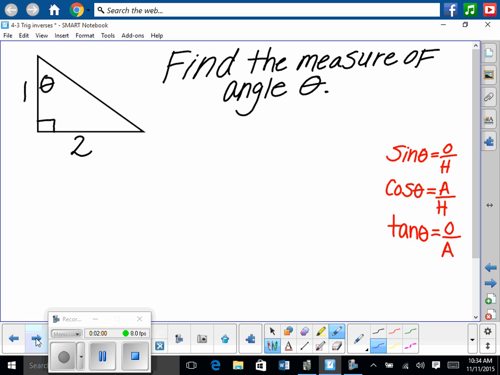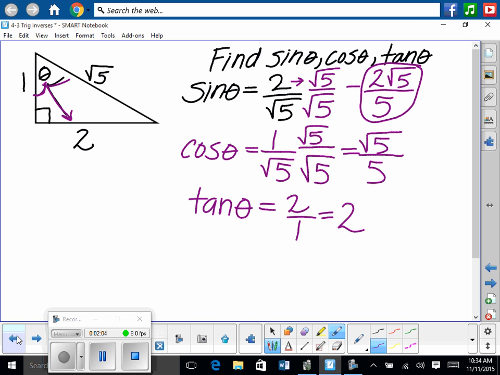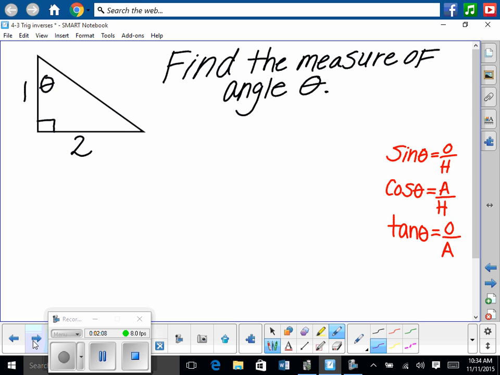Very good. All right, so now understand something. We were asked to find sine of theta, cosine theta, tangent of theta. But if we were asked to find the measure of angle theta, that's different. So does everybody see the difference? Now I'm asking you not to find sine theta, not to find cosine theta, but to find theta itself. So before we can do that, I need you to all get your calculators out.